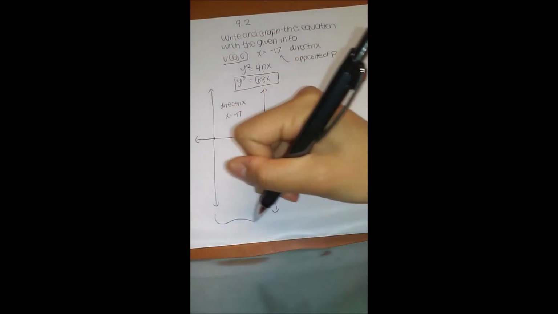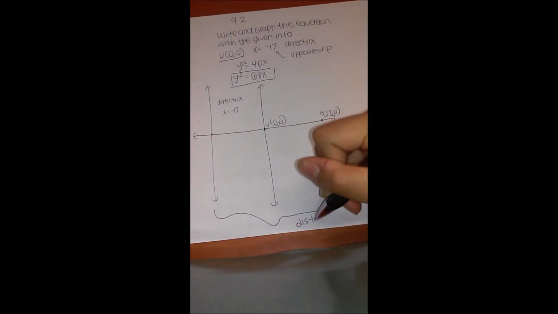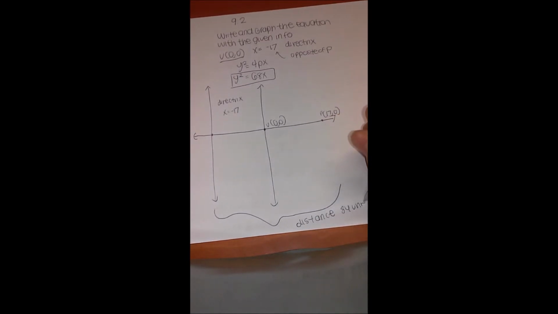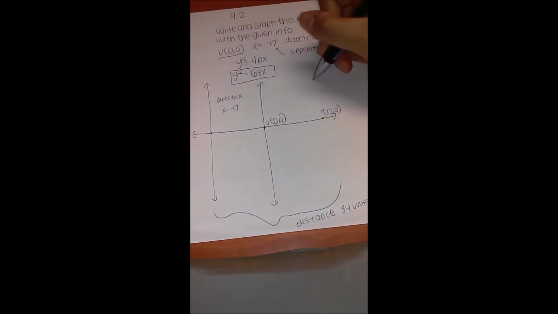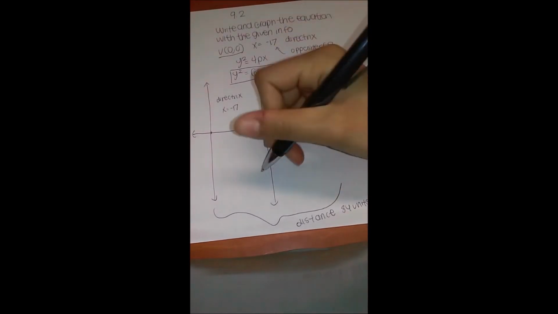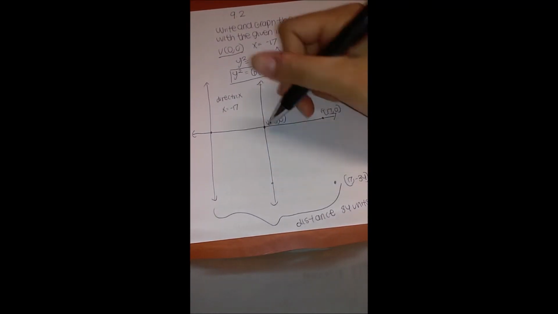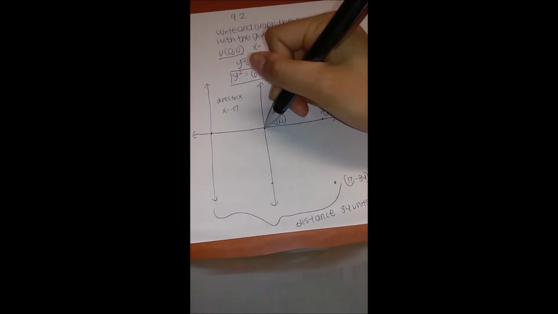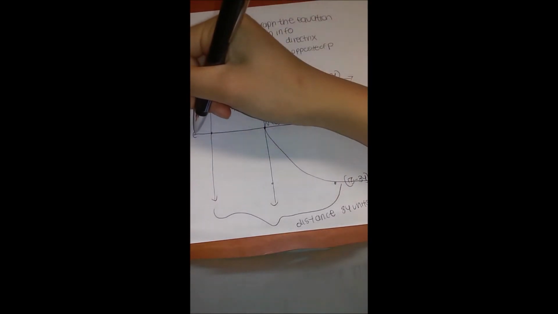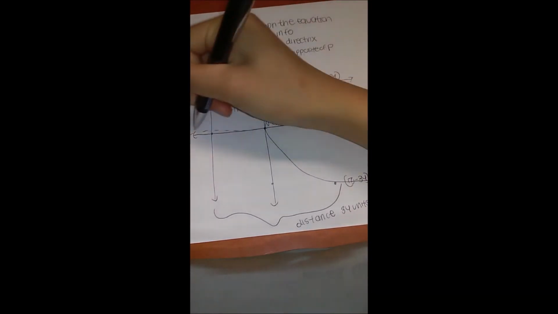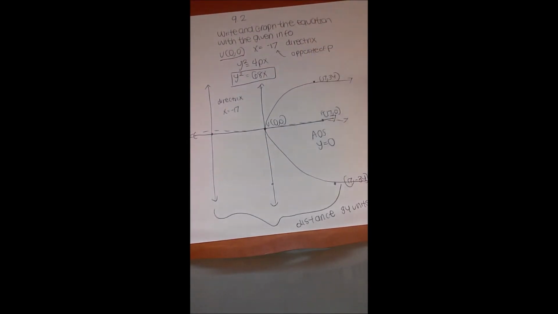Since the distance between the focus and the directrix is 34, we have to move up and down from the focus 34 units. That results in the coordinates of 17, 34 and 17, -34. We then connect those 2 points as well as the vertex to form the parabola. We finally graph the AOS at y equals 0.